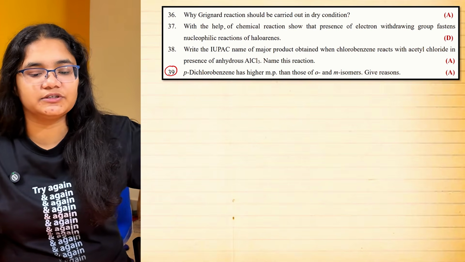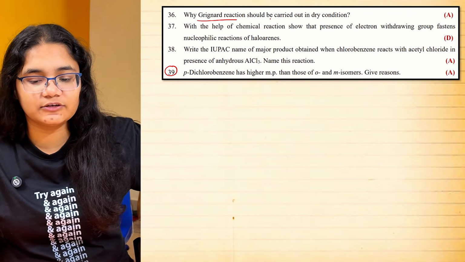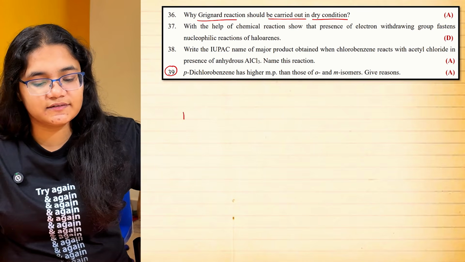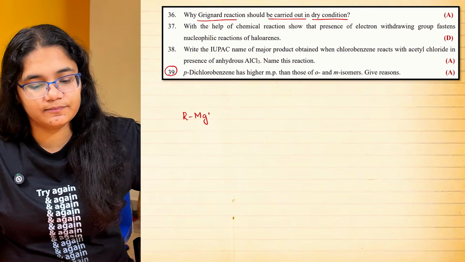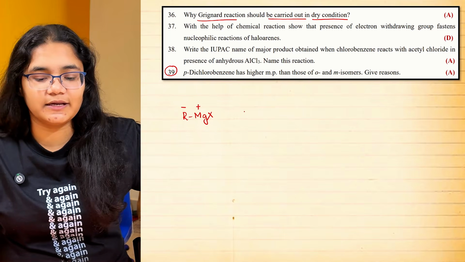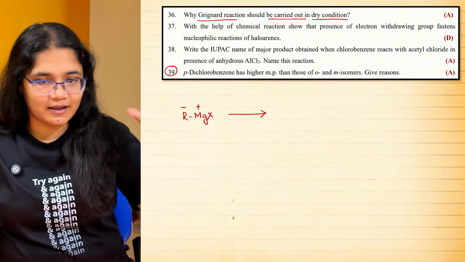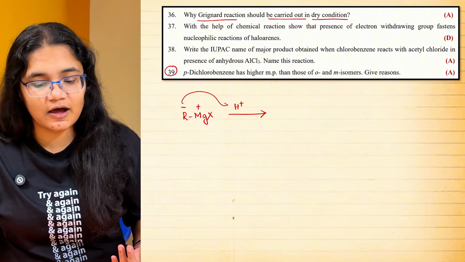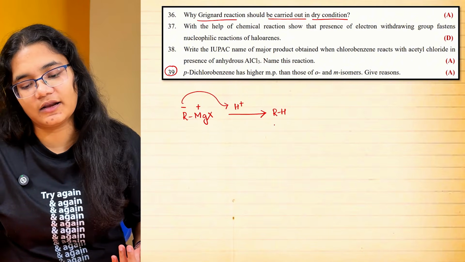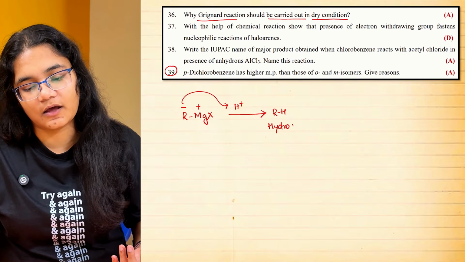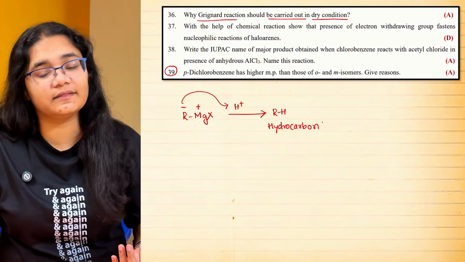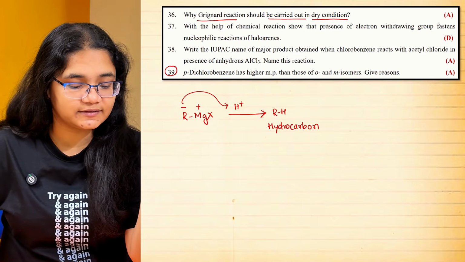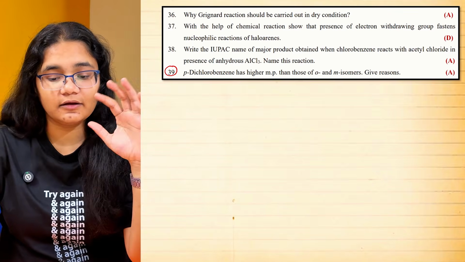Now let's move to question number 36. Why should Grignard reaction be carried out under dry condition? This is an important question. Now see, what is Grignard reagent? RMgX. Here Mg is plus, R is minus. Now if in the environment there is any source of proton, H plus, R immediately takes this proton and we get RH, which is your hydrocarbon. We will not be getting the desired product, immediately we will get the hydrocarbon. So to prevent this we need to have dry condition.